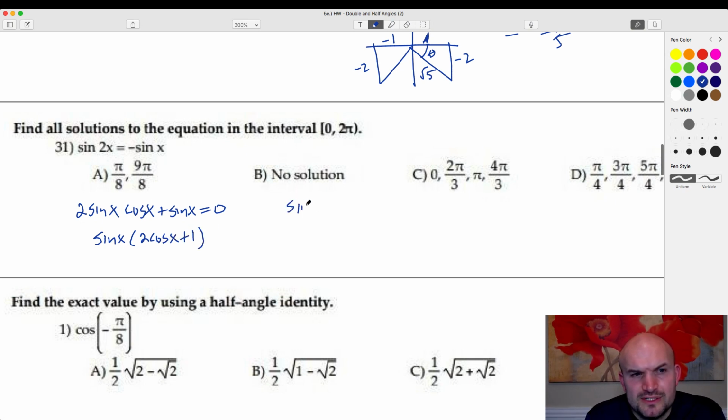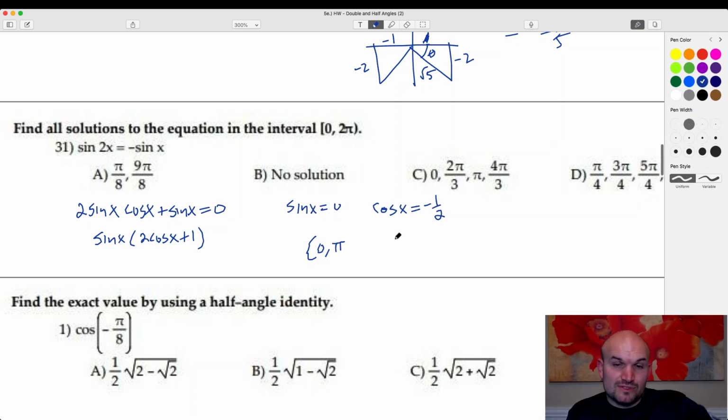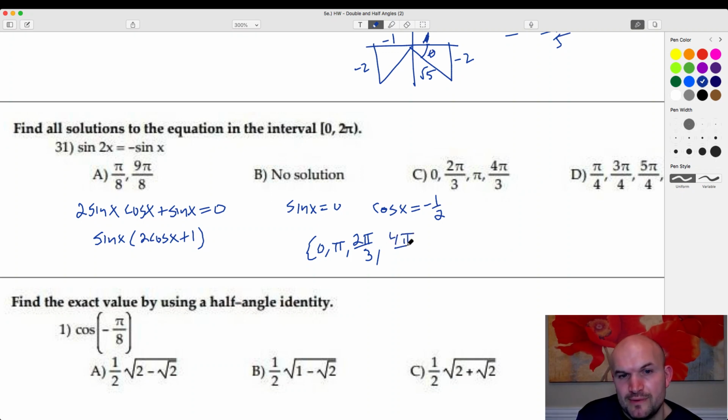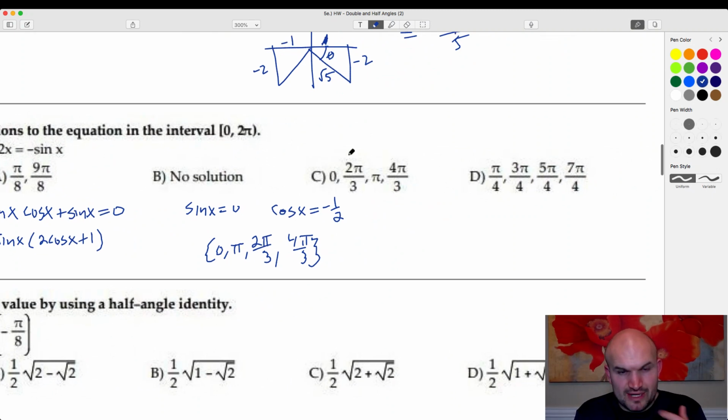All right, so in this case we have sine of x is equal to 0, and then we have cosine of x is equal to -1/2. So my solution set for sine of x equals 0 is 0 and pi. And then for cosine equals negative 1/2, that's going to be in the second quadrant, which would be 2 pi over 3, and the third quadrant, which would be 4 pi over 3. So let's see if anything has that solution set. Here, right here, C. Cool.